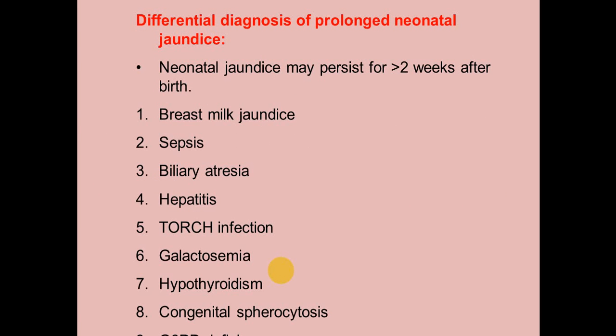Here we put a table of the differential diagnosis of prolonged neonatal jaundice. On the top of the list, breast milk jaundice. So in the history, we should ask about the type of the feeding, whether it is bottle or breast. Number 2: sepsis, biliary atresia, hepatitis, TORCH infection, galactosemia, hypothyroidism, congenital spherocytosis, and G6PD deficiency.